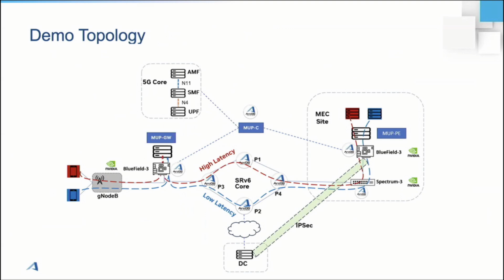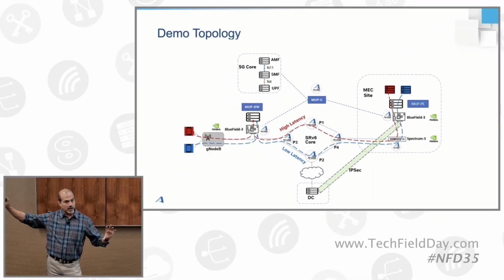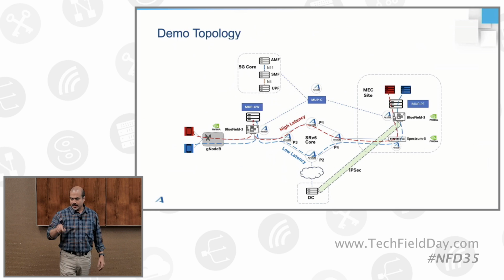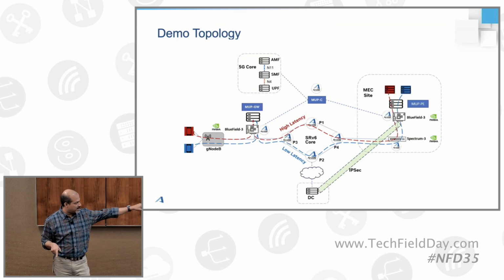You will see two things as a part of this demo. You will see network slicing in action using SRv6, by which I mean the ability to leverage SRv6 for tenant isolation as well as traffic engineering. As a part of the demo, you will see two tenants. The red UE and the red workloads are in tenant 1, and the blue UE and the blue workload are in a different tenant. Finally, we will also showcase a complete IPsec offload between the MEC site and the data center using the BlueField 3's capabilities.